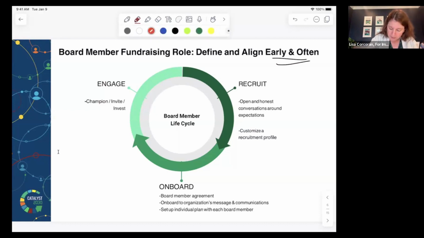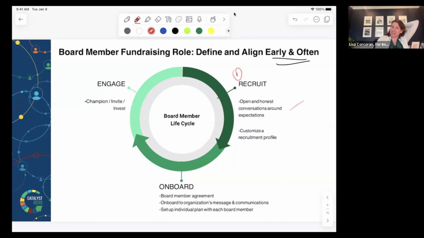When we are recruiting board members, one of the best pieces of advice I think I can give you is to have open and honest conversations around those fundraising expectations that you may have. It's really important that we address this early and that we align around what we hope to see so that we can avoid misaligned expectations down the road.